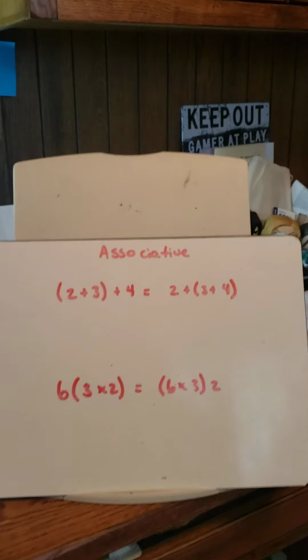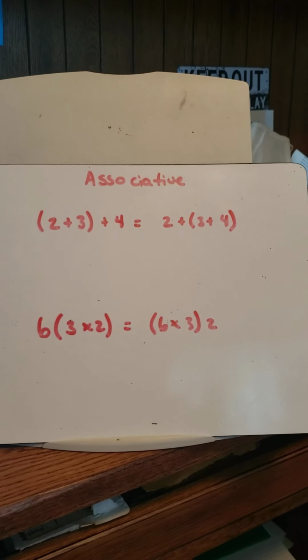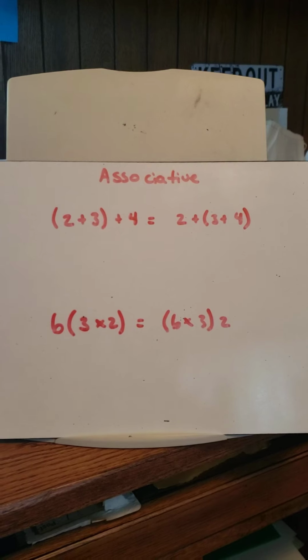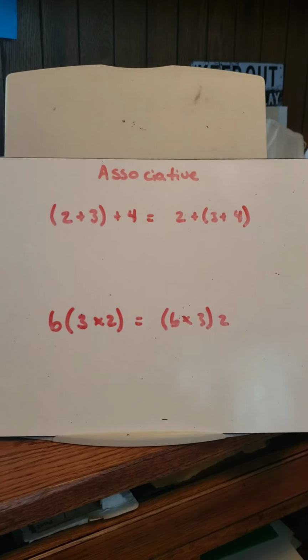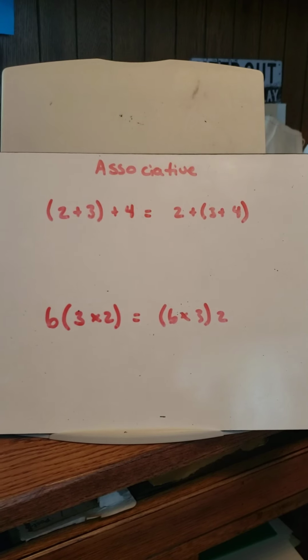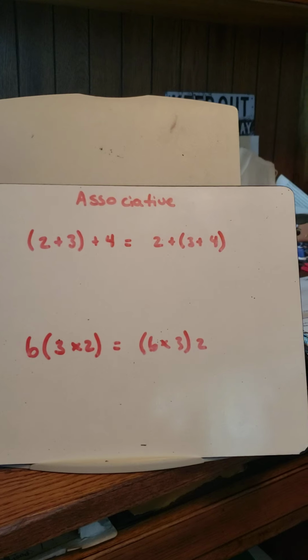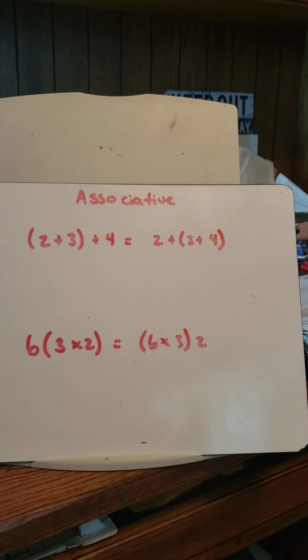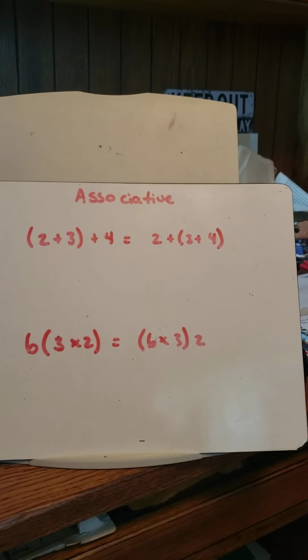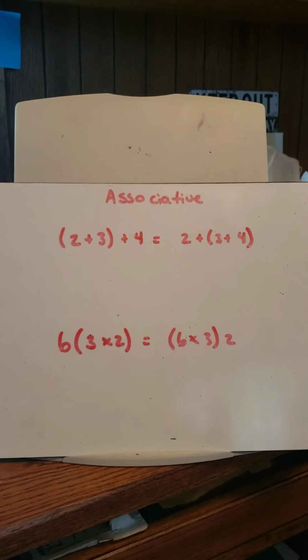The associative property says that when you have more than just two numbers being added or multiplied, the order still doesn't matter, right? Even if you have multiple numbers in there, it'll still work out to the same answer. So for instance, on the top there, 2 plus 3, that's 5, plus 4 is 9. 3 plus 4 is 7, plus 2 is 9. See, they still equal 9 regardless of the order you put them in.